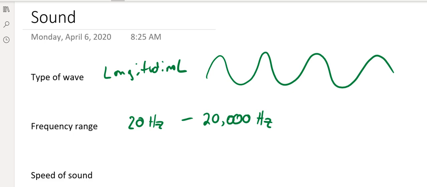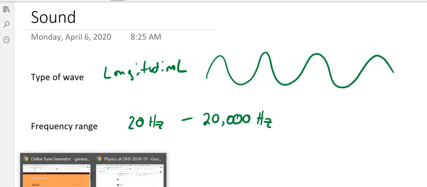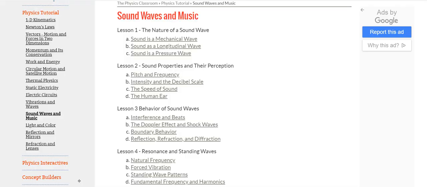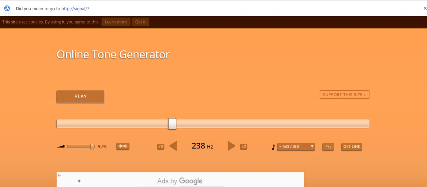So now, some things you may want to consider as you look at and study. You may want to find some things in the physics classroom. Here's a page that has a lot of different things that you can, if you're interested, even beyond what we're going to be talking about. But here I want to start with a little bit on the sound, using a sound generator. Here's an online tone generator, so we can hear a sound.